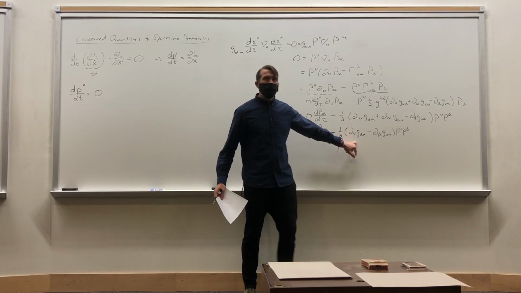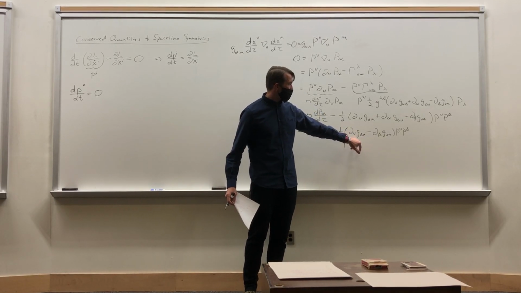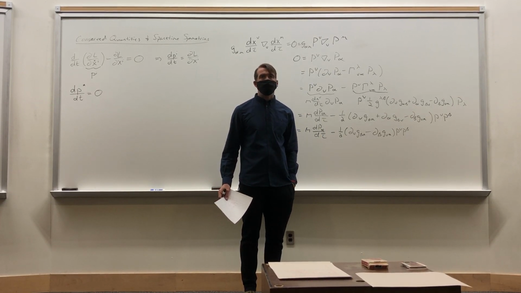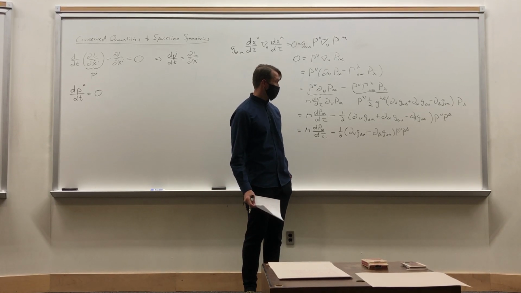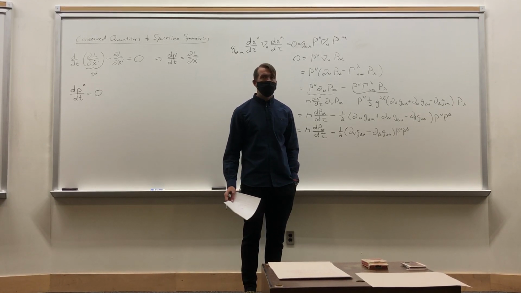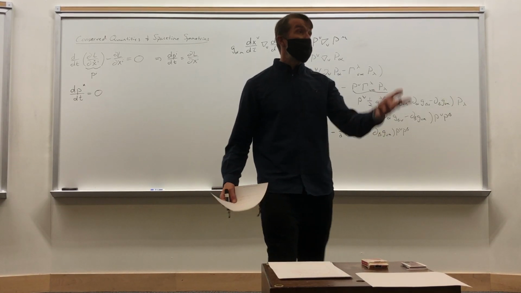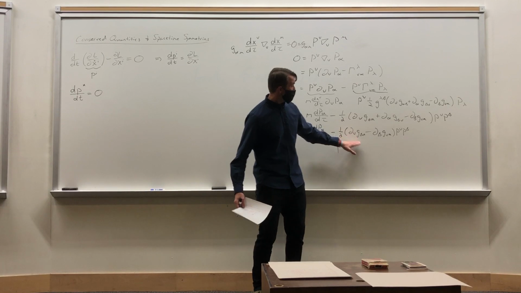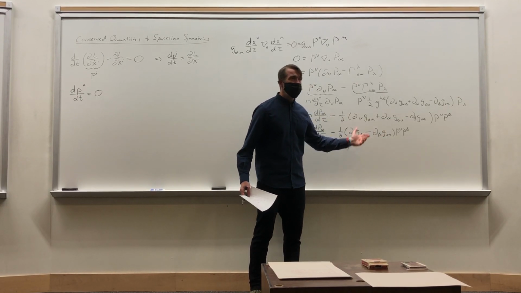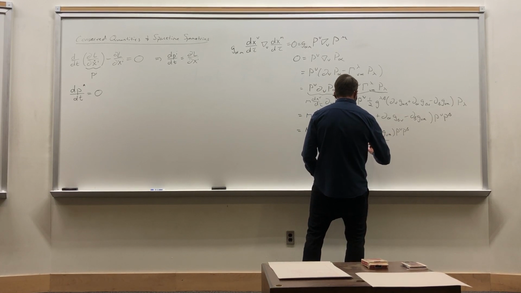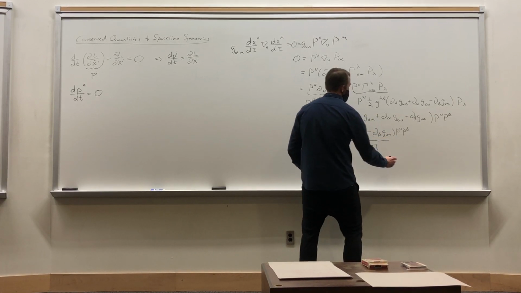What happens to the term in parentheses if I swap nu and beta? Anyone? Do I need to take a part? I'll take a part. Yeah, it's the negative of it. Okay, because this term becomes this term, and this term becomes this term, which is the same thing except with the minus sign. So this guy is anti-symmetric in nu and beta.